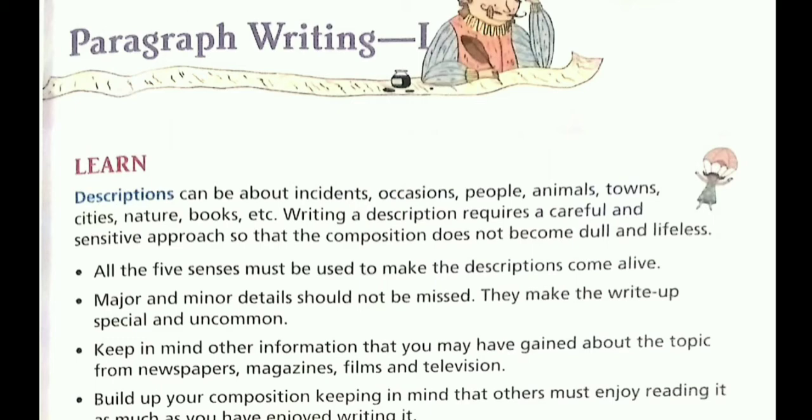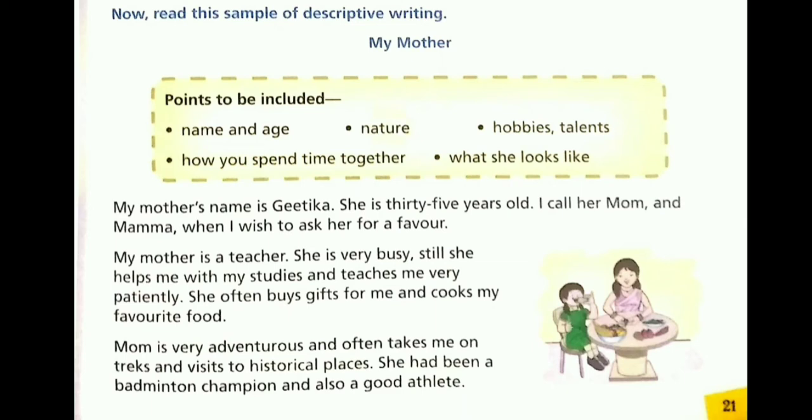Now, as you can see on page number 21, we have a sample of descriptive writing, which is about my mother. So, my mother is the topic of this paragraph. Now, as you can see in the box given, some points are given. The first one is name and age. The second one is nature. The third one is hobbies, talents.